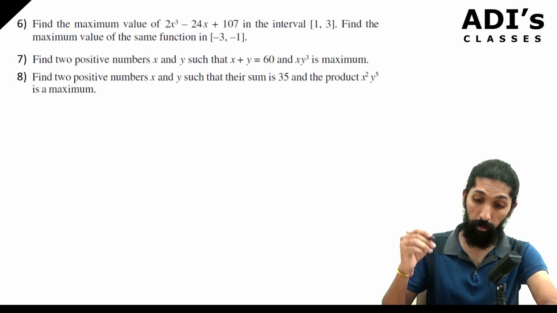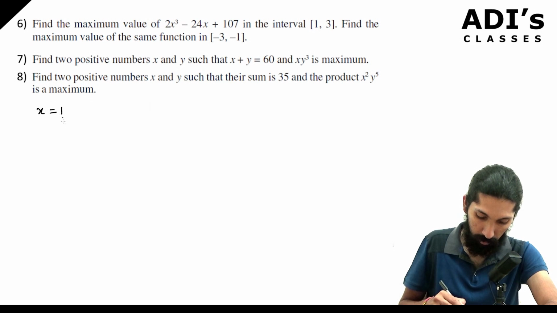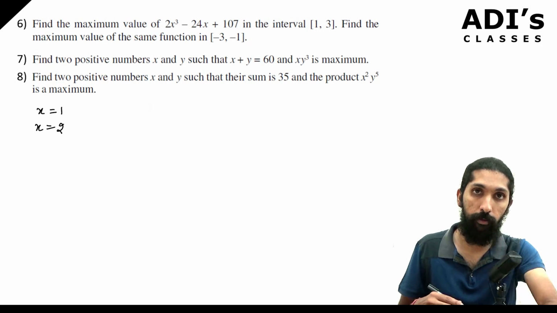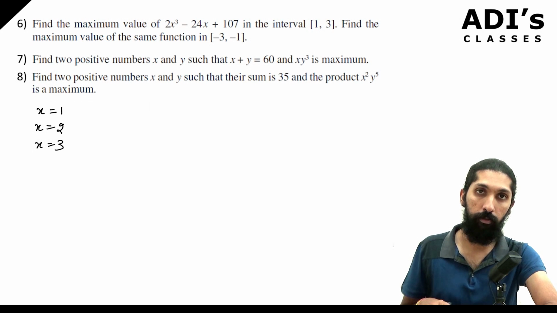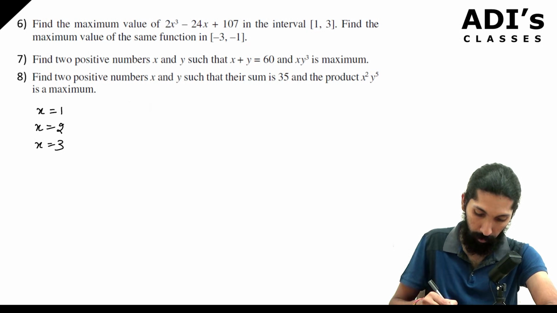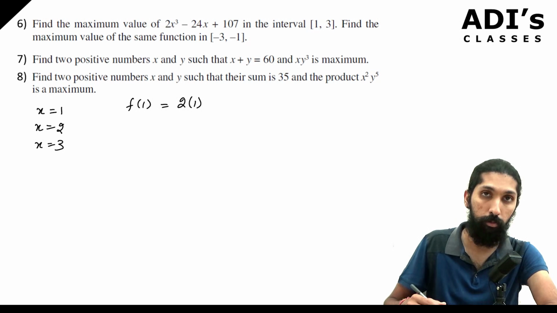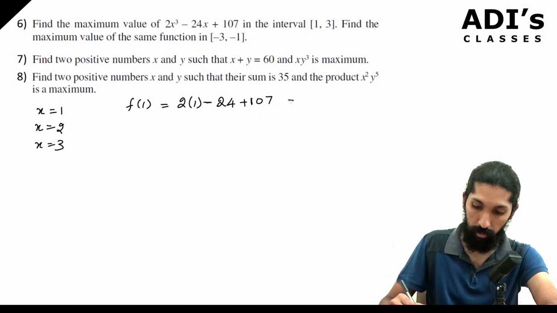First, we'll take the interval of 1 comma 3. That means here you have x is equal to 1, which is the first point. x is equal to 2 because that's the turning point or the point of inflection. And x is equal to 3, one more extremum value in the interval. So first we'll do f of 1. So 2 into 1 cube is 1, minus 24 plus 107. So this if you do, you'll get it as 85.